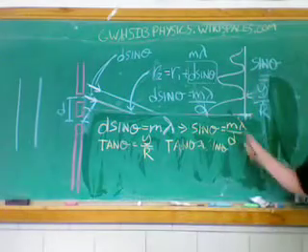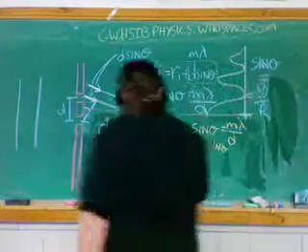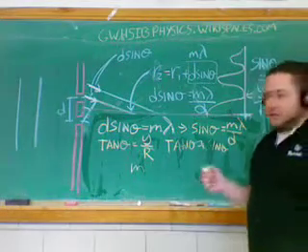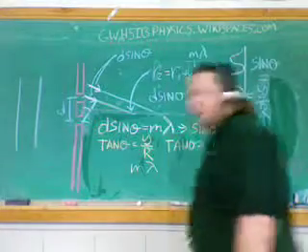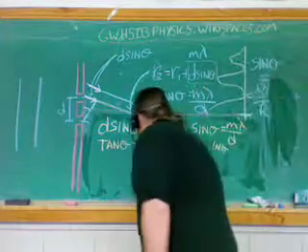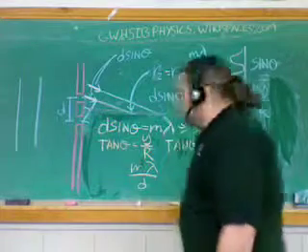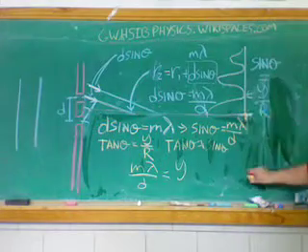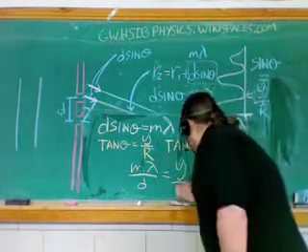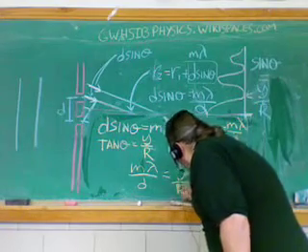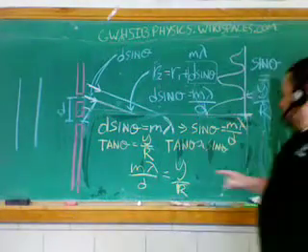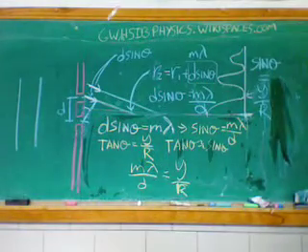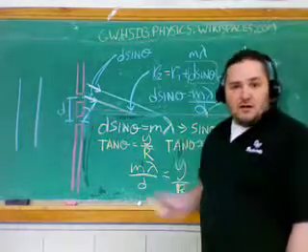Now, if I do a substitution, I end up getting m, which is an integer, 1, 2, 3, 4, 5, times lambda over the distance in between the two holes, is equal to y, which is the distance from here to that bright spot, divided by R. Not that r, big R, where big R is the distance from here to here. So now I have my equation for interference.